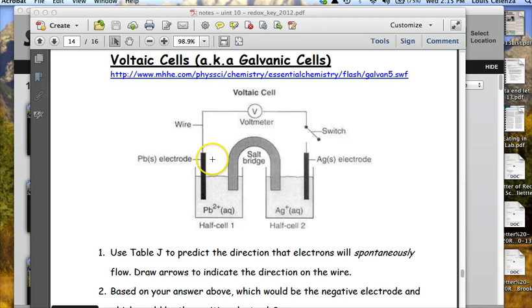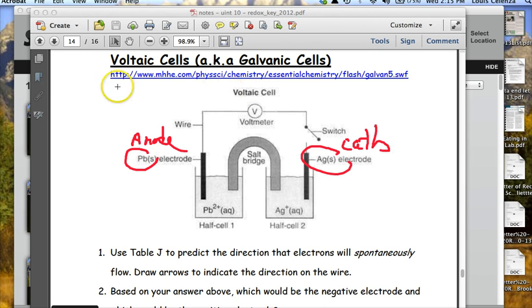So first is this. All they give us are the two electrodes. That's lead, and that is silver. We have to be able to figure out where the oxidation and the reduction is occurring. So we're going to need to look at Table J. Table J says that Pb is above silver. So since Pb is above silver, this is going to be the anode, and this is going to be the cathode.